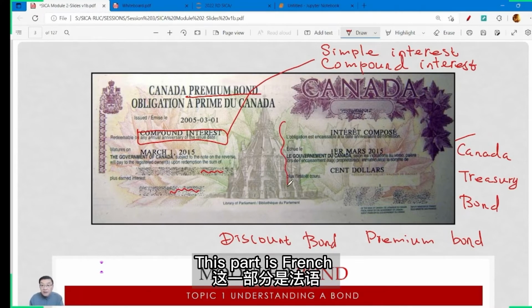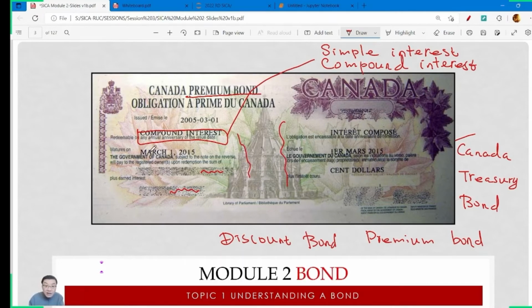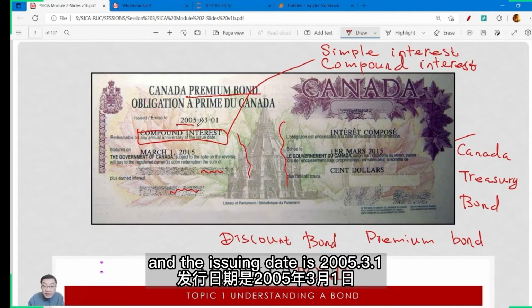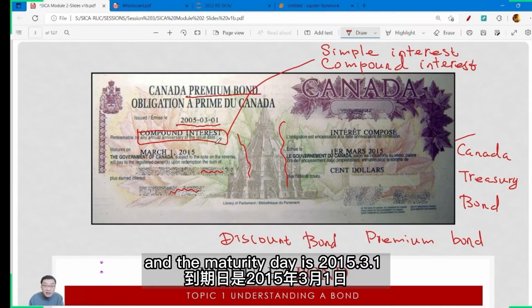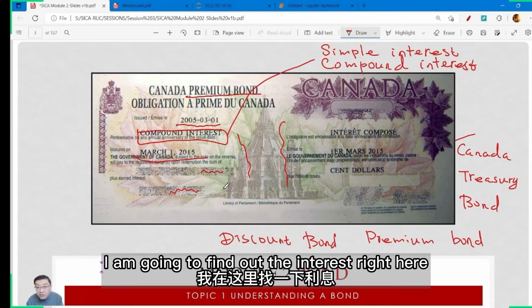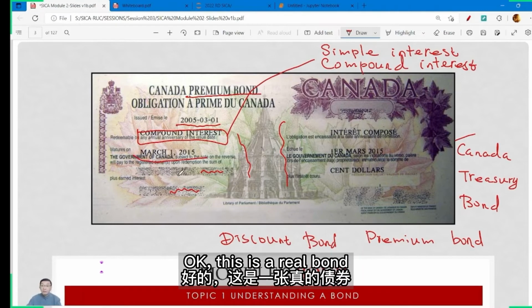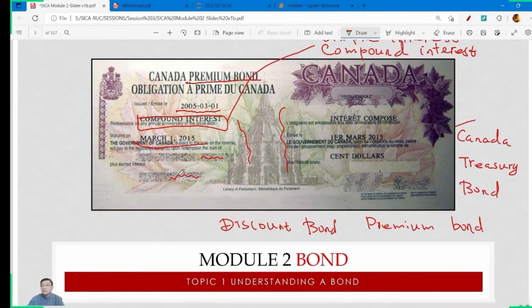This part is French. This part is English. And the issuing date is 2005, March the 1st. And the maturity date is 2015, March the 1st. I haven't found the interest rate here. Okay, this is a real bond.